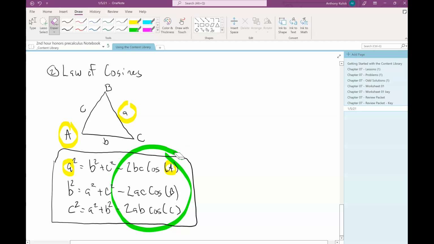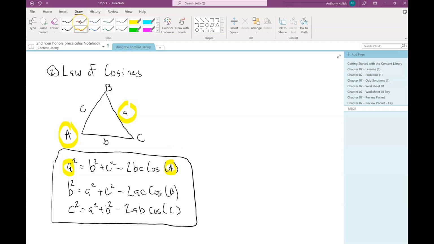Okay. The next question you should have is, okay, so we have these two tools. When we were dealing with a right triangle, it was really obvious when I wanted to use SOHCAHTOA and when I wanted to use the Pythagorean theorem. That was super obvious, right? Here, when would I want to use law of cosines and when would I want to use law of sines?